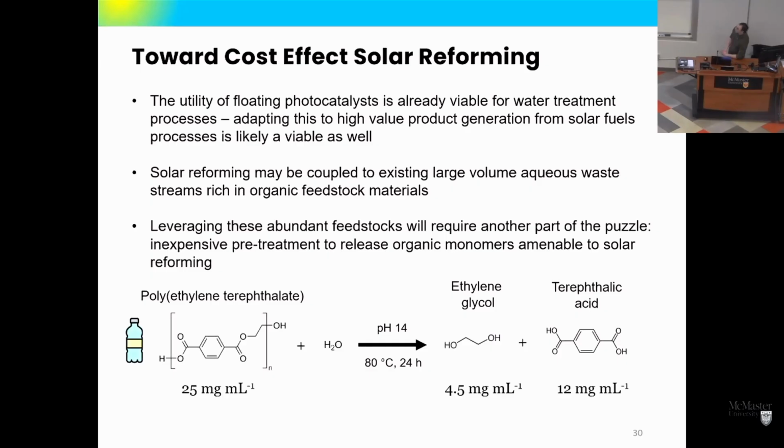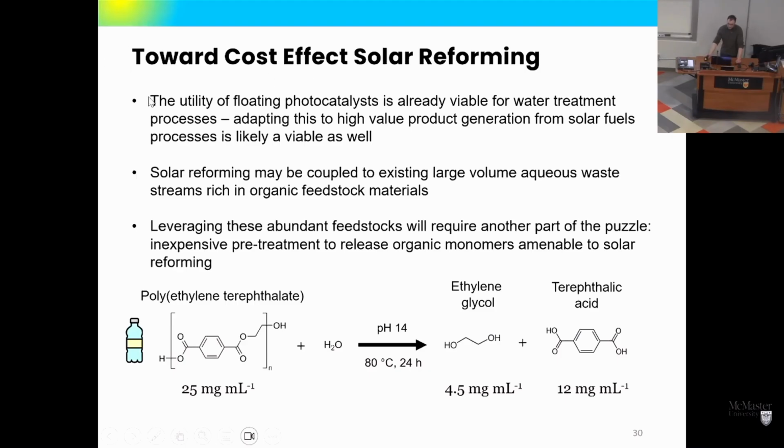So the overall takeaway is that the utility of these floating photocatalysts is already viable for water treatment processes. And in my mind, it makes sense to couple these existing water treatment processes with the production of a high-value product. So not only are we getting rid of those toxic compounds, making that water viable for release, but we may also be able to produce a useful fuel or chemical product from that as well. And so that's where I see this going. I'm hoping that I can couple these solar reforming materials to these large volumes of aqueous waste.